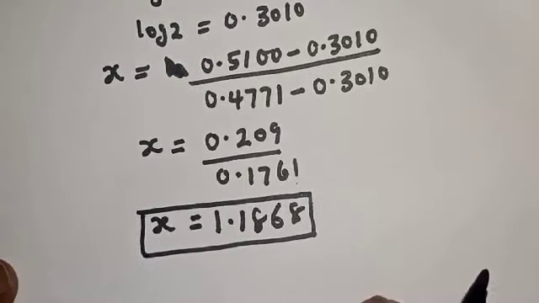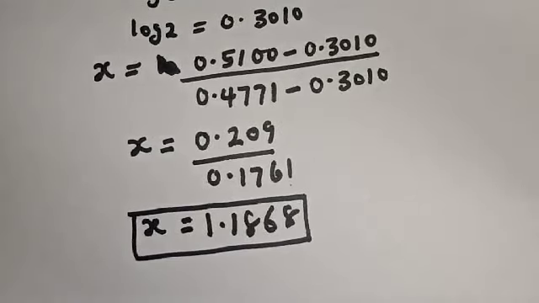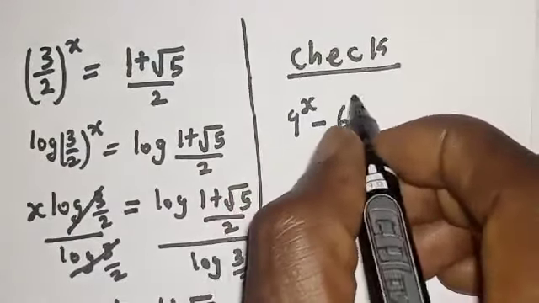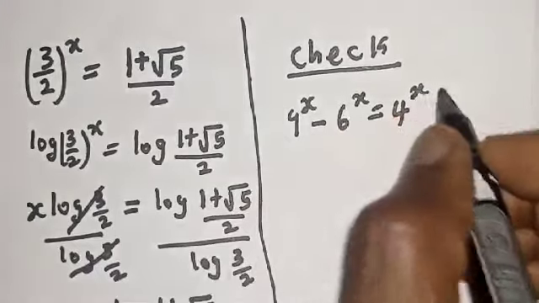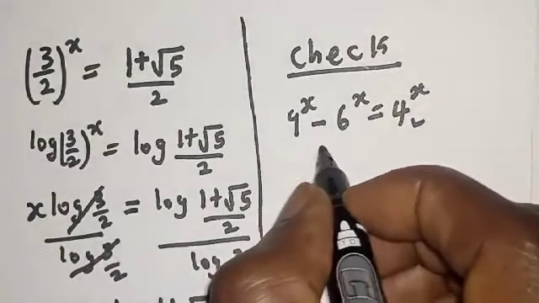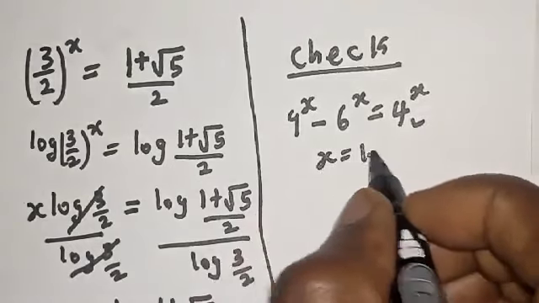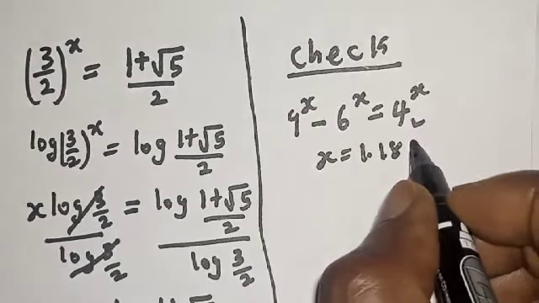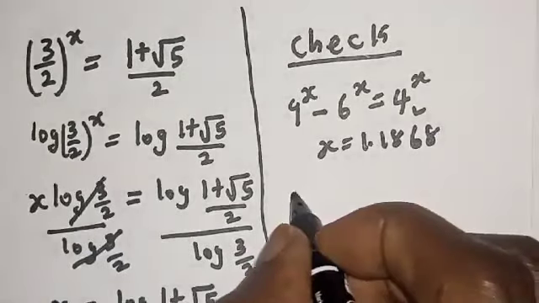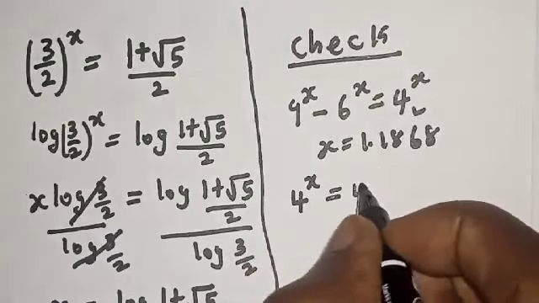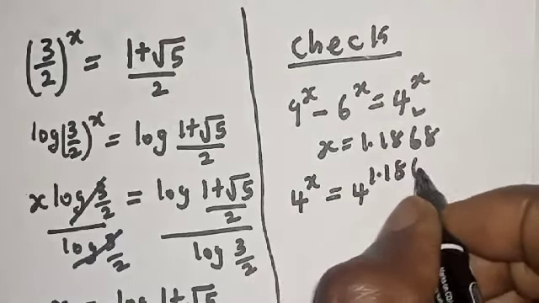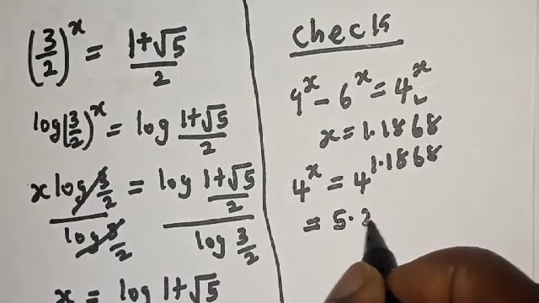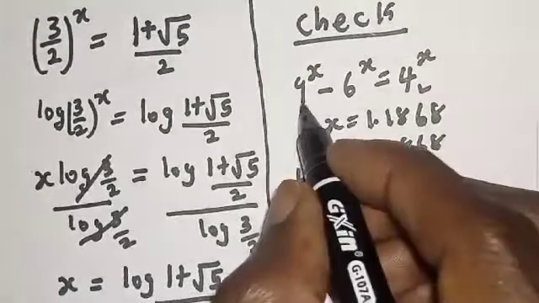We can check to confirm if our answer is right or wrong. Let's check. We have the given equation, 9 raised to the power x minus 6 raised to the power x is equal to 4 raised to the power x. Now let's work with this. When x is equal to 1.1868, then 4 raised to the power x is equal to 4 raised to the power 1.1868. Then this is equal to 5.2.